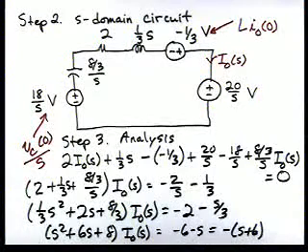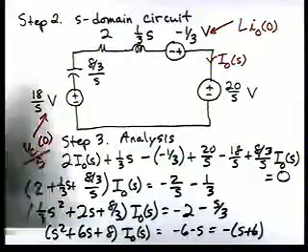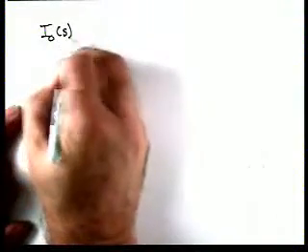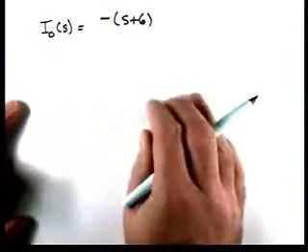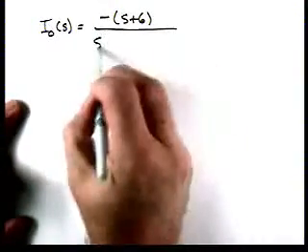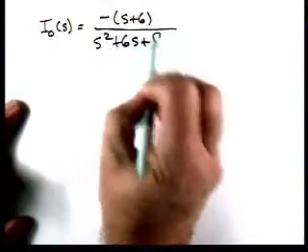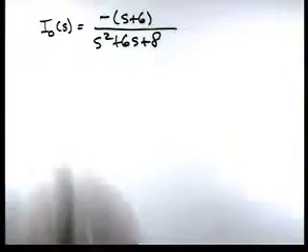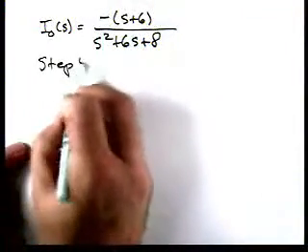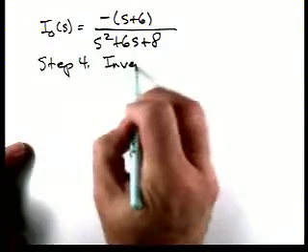And now we're ready to solve for I0 of S. So I0 of S then is minus S plus 6 over S squared plus 6S plus 8. So that completes step 3. Now we have a ratio of polynomials in S for I0. Step 4, we can now go in and do the inverse transform.